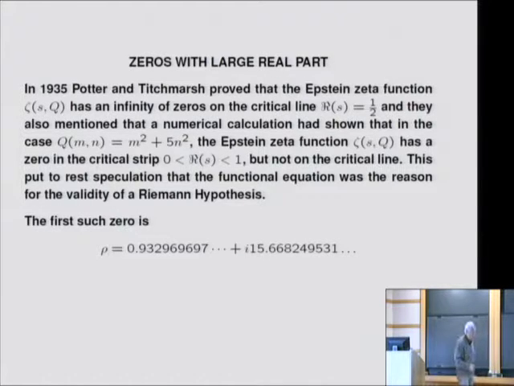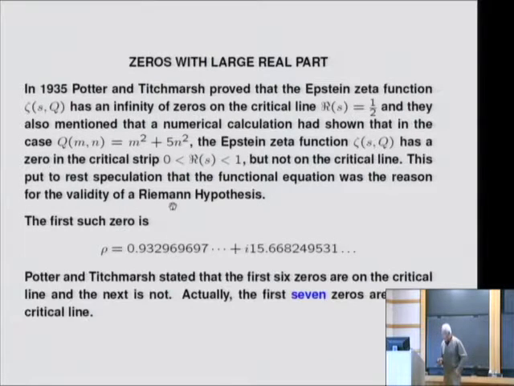You can now compute that in a fraction of a second on a computer, but at the time it was a fairly complicated task. There were no computers, so things had to be done by hand. They stated that the first 6 zeros are on the critical line, and the next is not. But you see, you always have to check papers. It turns out the first 7 zeros are on the critical line, and this is the 8th.